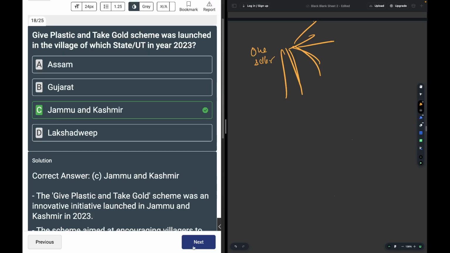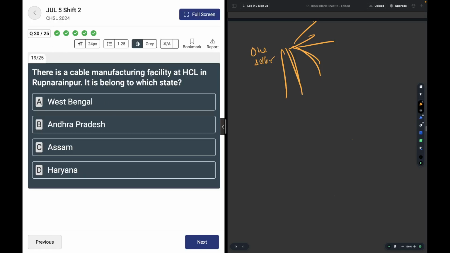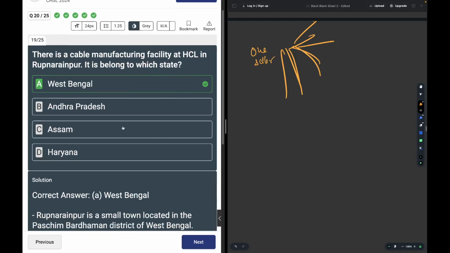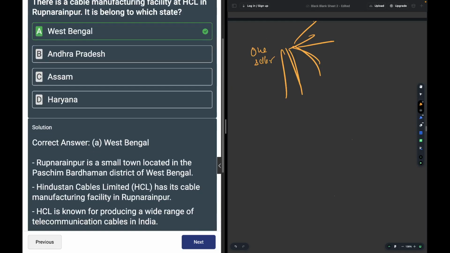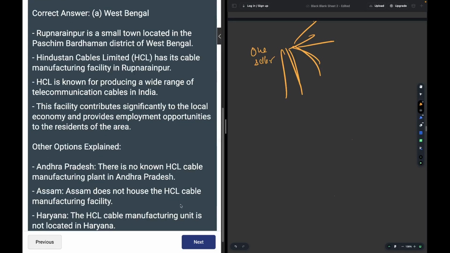Okay, moving on. There is a cable manufacturing facility at HCL in Rupnarayanpur. It belongs to which state? The answer is again very factual. If it comes in the exam and you don't know about it, skip it. West Bengal is the answer, and HCL stands for Hindustan Cables Limited.